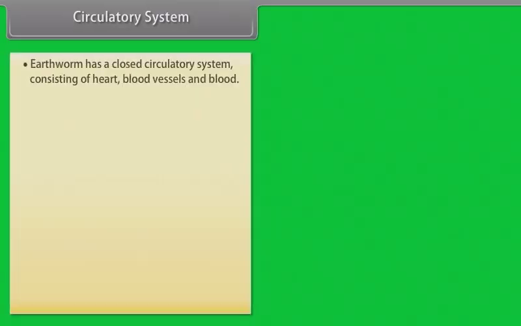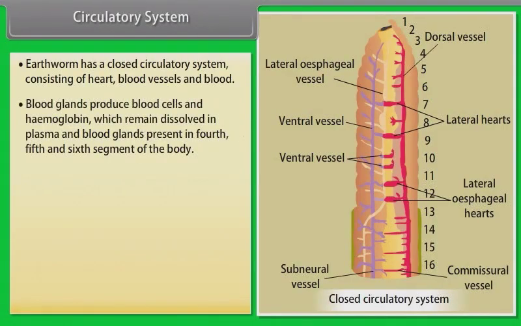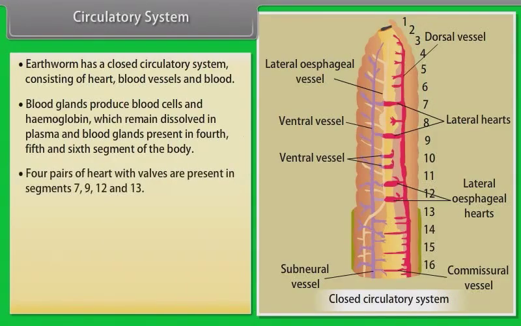Circulatory system. Earthworm has a closed circulatory system consisting of heart, blood vessels and blood. Blood glands produce blood cells and hemoglobin, which remain dissolved in plasma, and blood glands are present in the 4th, 5th and 6th segment of the body. 4 pairs of heart with valves are present in segments 7, 9, 12 and 13.